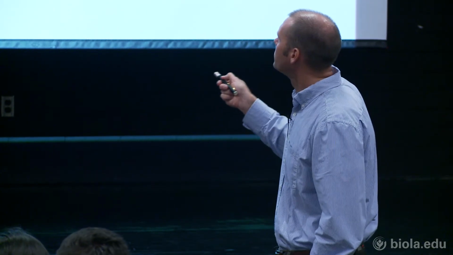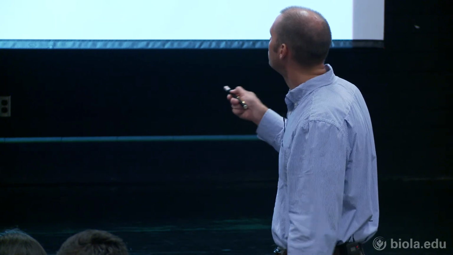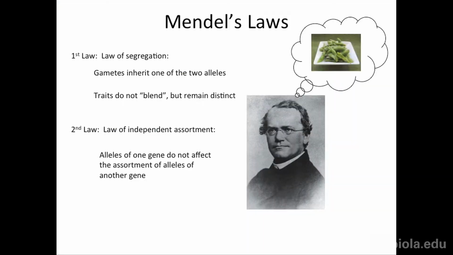He said for every character in an organism, the plant has 2 discrete particles that are going to determine what trait that character shows up as. Right? So for the character of shape of seed, there are 2 things that are going to determine whether it's wrinkled or whether it's smooth. Okay? Every plant has 2 discrete particles. And each gamete inherits one of those 2 particles. So a smooth is going to give smooth character to either its ovule or its pollen, right?